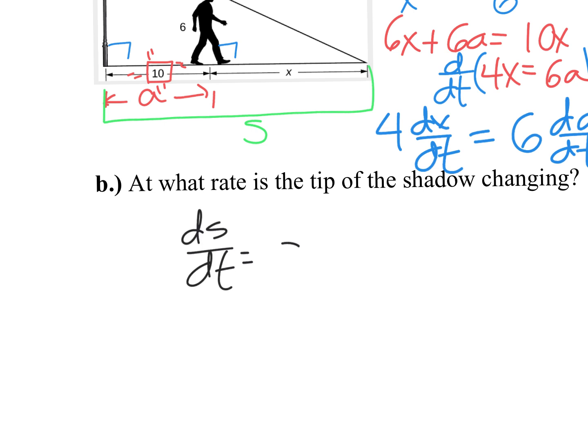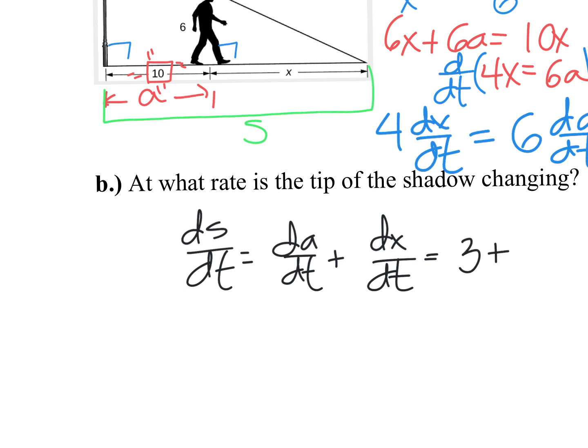What did we say dA/dt was? 3. And dx/dt was? 9 over 2. So I'm going to go with 6 over 2, 15 over 2. There we go. They work together, right? Because one's increasing, the other one's increasing, and they're not overlapping. They're one leading to the other. So it's 15 over 2.